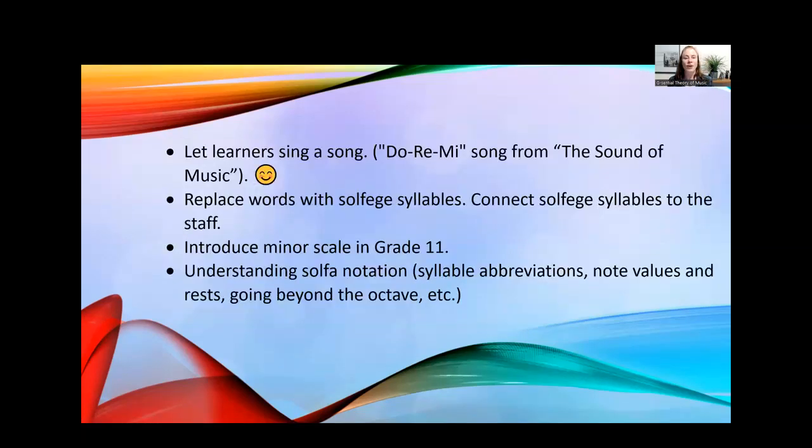Okay, and then lastly, always a great song and a great film to use when you're doing tonic solfa is to go to The Sound of Music and do the do, re, mi song with the learners. They already know it. And then what you can do is you can start replacing the words with solfa syllables. And then, I think I've said this, once they're really clear and solid on major scales, you can move to minor scales, perhaps in grade 11.